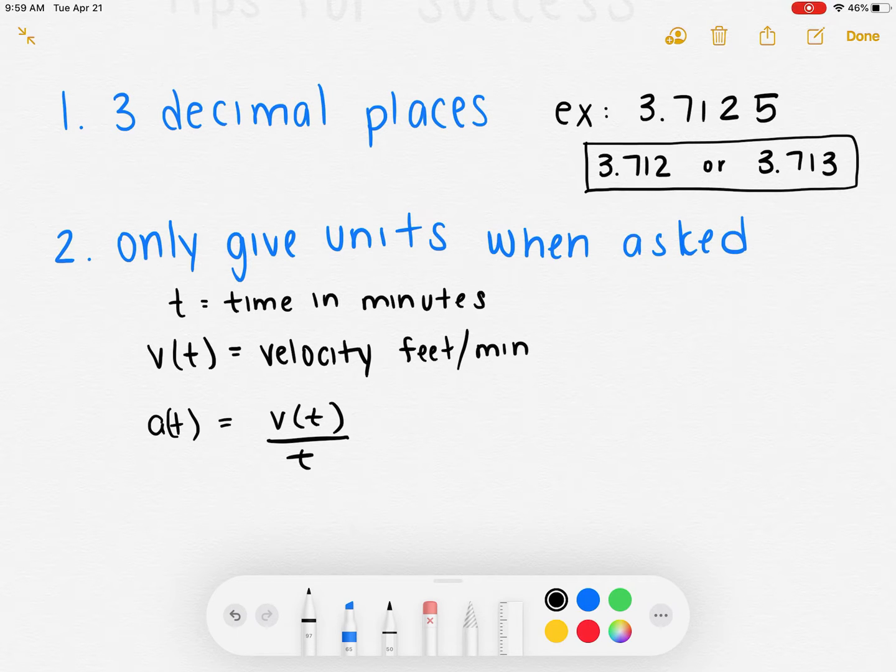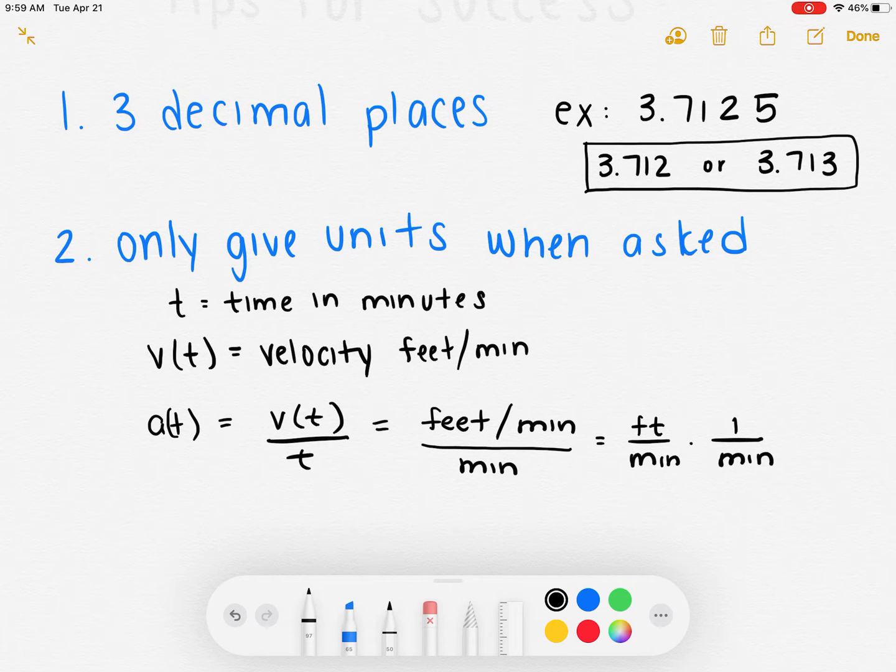So in order to find the units for that, you could literally just take the units and do the same calculations you did with the numbers with the units. So since velocity is feet per minute and time is minutes, it's the same thing as saying feet per minute times 1 over minutes, because I can keep change flip, which is feet over minutes squared. So my units in that situation would be feet per minute squared. But remember, you only want to give the units if they specifically ask you for them.